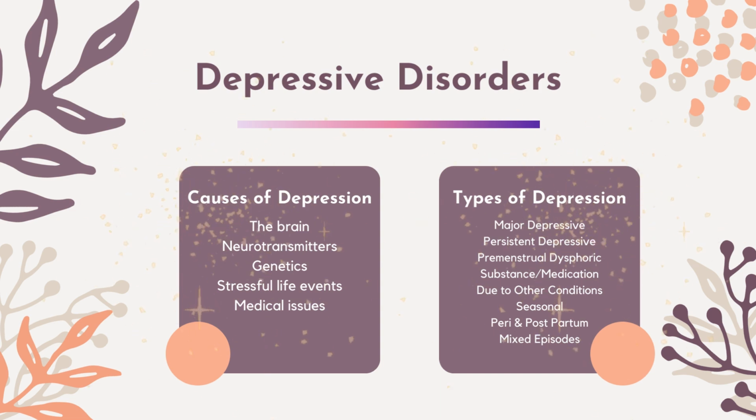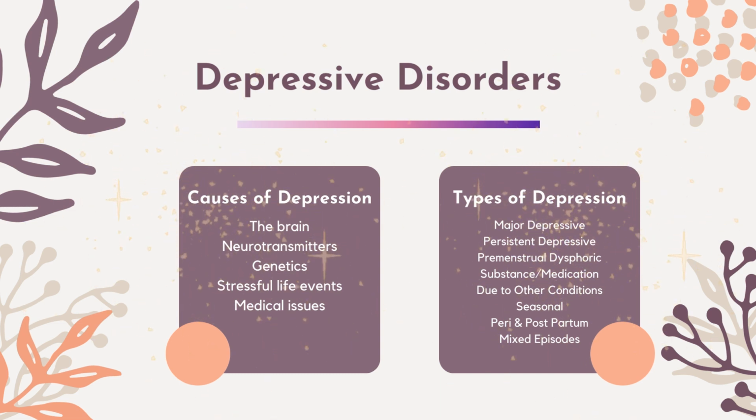There's persistent depressive disorder, where somebody is depressed for most of the day for at least 2 years. Premenstrual dysphoric disorder: in the majority of menstrual cycles, at least 5 symptoms are present in the week before the onset of menses, and they start to improve after the onset of menses. There's substance and medication-induced depression, which is a persistent disturbance in mood that develops during or soon after substance intoxication or during withdrawal from a substance. Depressive disorder due to other medical conditions is a period of persistent depression that is the direct consequence of another medical condition. There's also seasonal affective disorder.